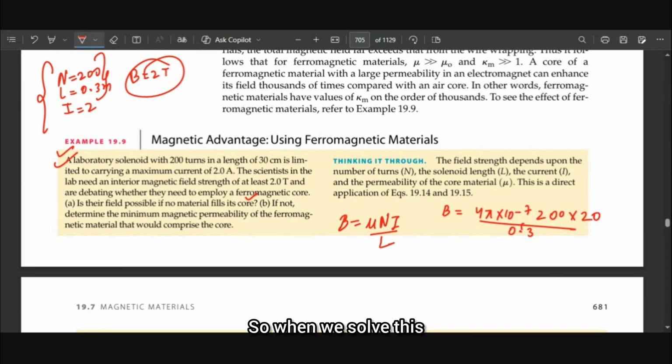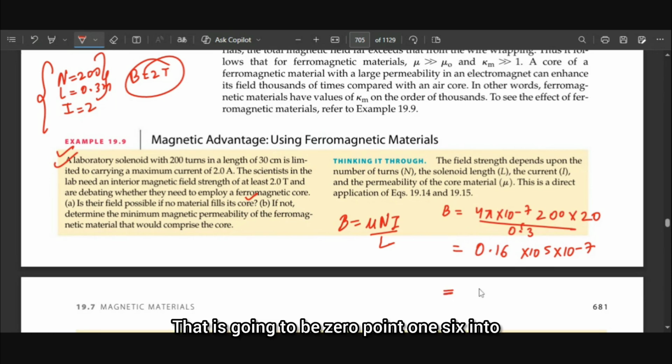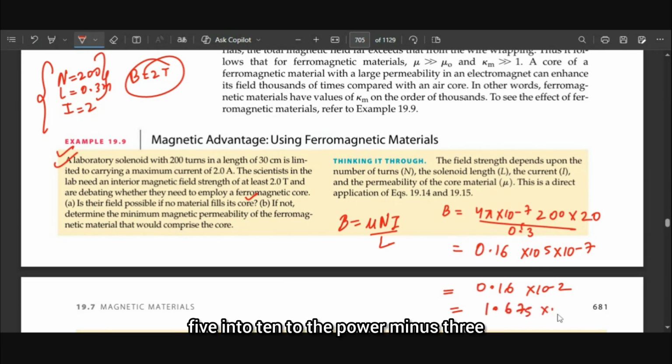So when we solve this, 4 pi times 4,000 divided by 0.3. It is coming out to be 0.16 times 10 to the power 5 into 10 to the power minus 7. So it is going to be 0.16 into 10 to the power minus 2. So we can write it as 1.675 into 10 to the power minus 3, which is obviously less than 2 Tesla.